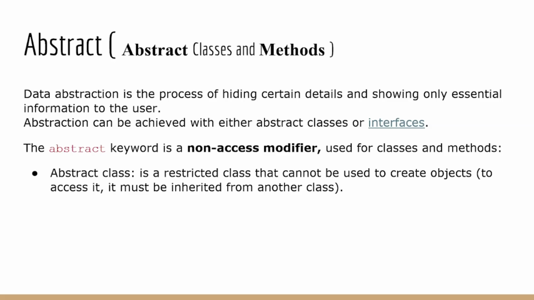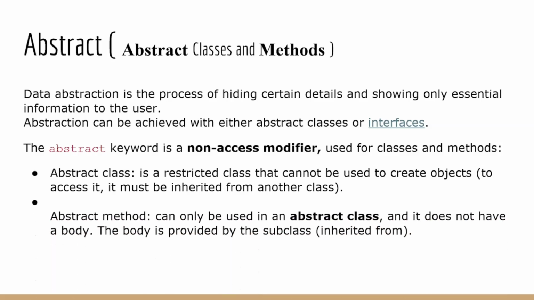It doesn't have physical memory, it is just a concept, because an object is physical and is going to have some memory in your RAM, but an abstract class is not. An abstract method can only be used in an abstract class and it does not have a body. Simply by not writing anything, it becomes an abstract method. The body is provided by the subclass which is going to inherit and implement that abstract class.